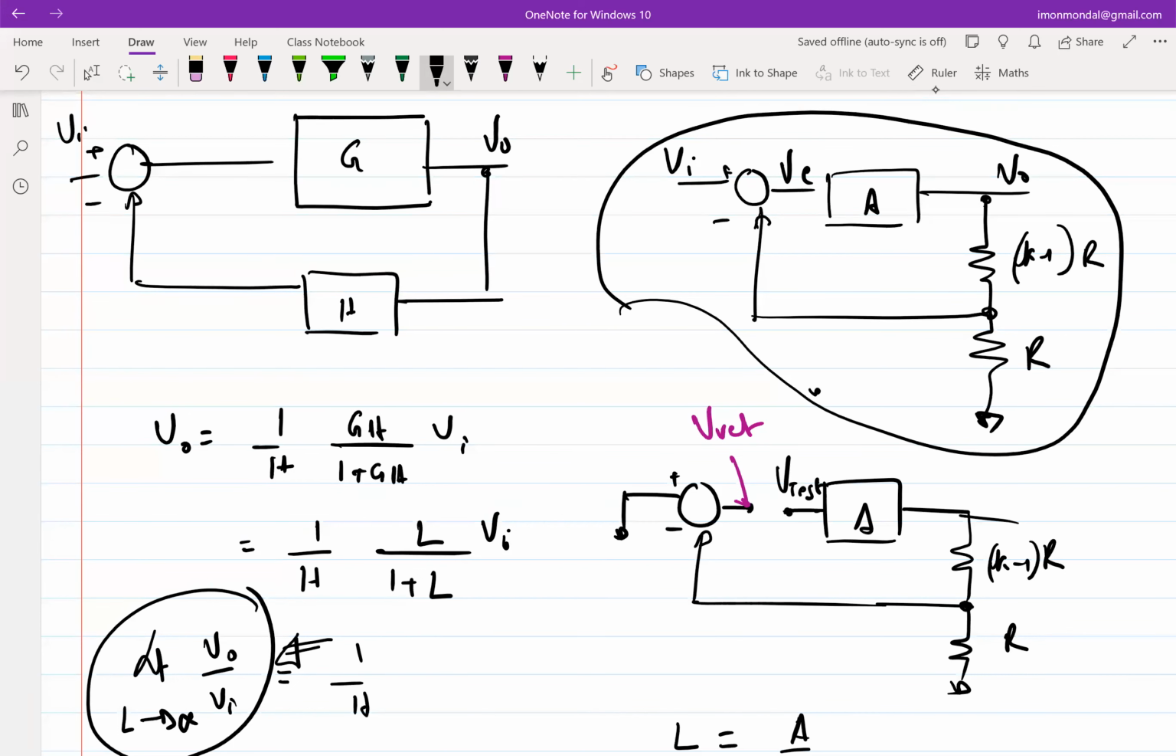So let's limit ourselves to that constraint: if you can find out what the error voltage is, all you have to do is set that voltage to 0 and then work backwards. So if I set this to 0, what is the consequence?